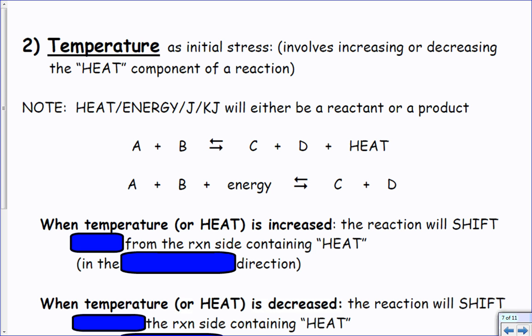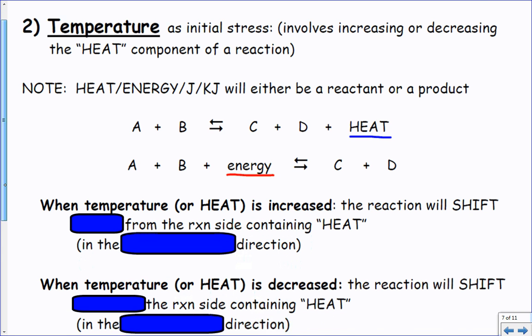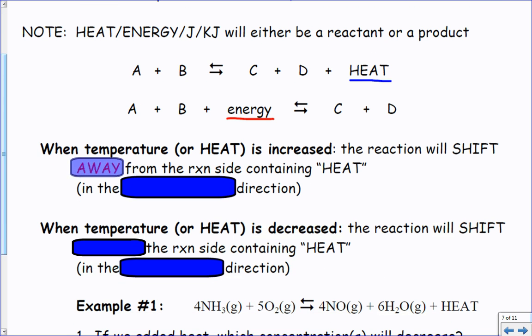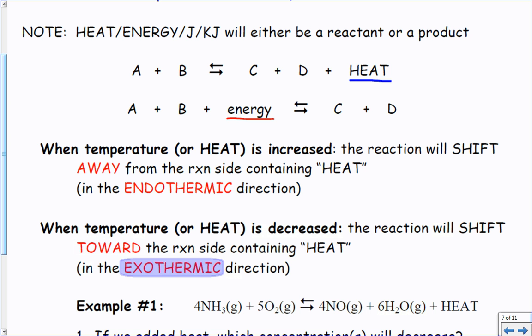Okay, so I see 2 reactions here. In one, heat is a product. In the other one, heat is a reactant. That's going to change how things work, okay? When the temperature or heat is increased, the reaction will shift away from the reaction site containing the heat, in the endothermic direction. Okay, so we need to get that endo-exo straight. If I decrease the heat, you'll go towards the endothermic reaction.